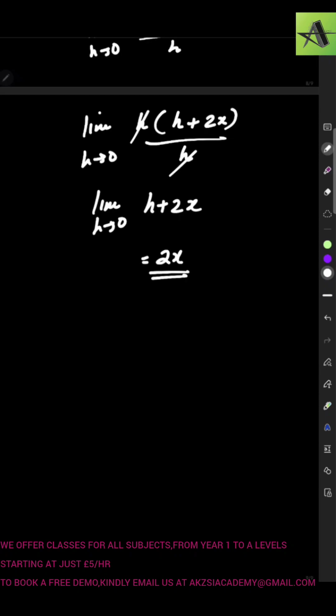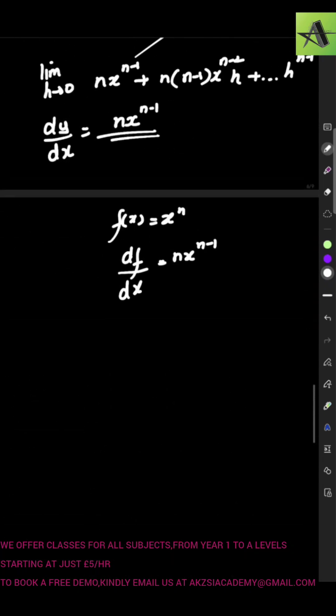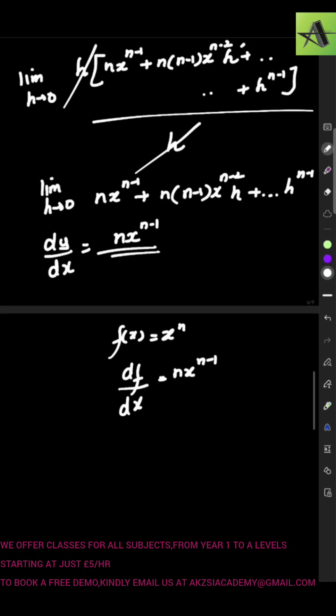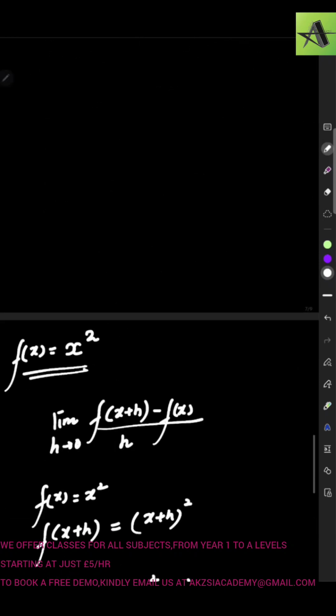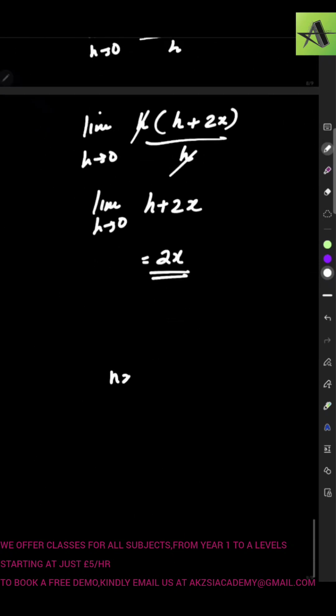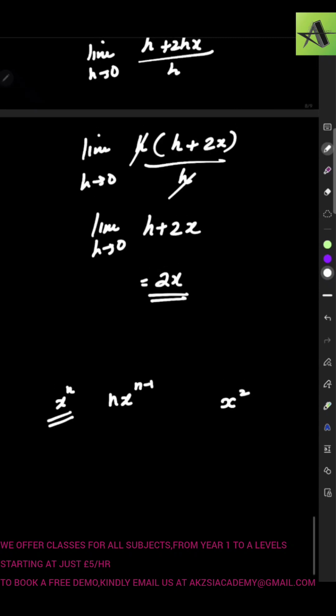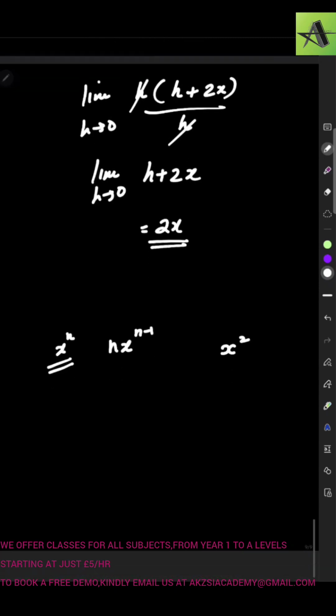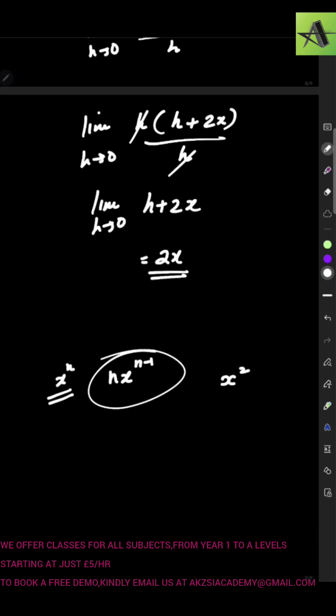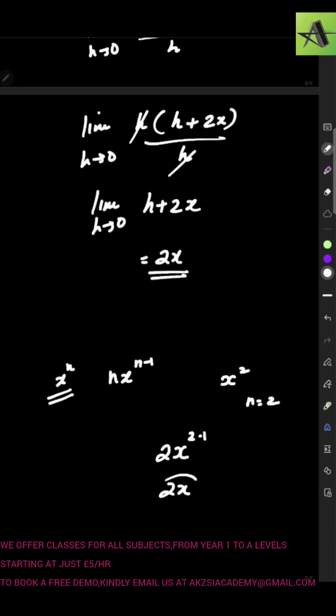And we have just derived the formula from the first principle for x to the power of n, where n can be any value, is nx to the power of n minus 1. So nx to the power of n minus 1, that's the formula for the differentiation of x to the power of n. If first principle is not mentioned, we have to use this formula. And here n is clearly 2. So if I put that here, 2x to the power of 2 minus 1, which is 2x, which we can see is the same one.